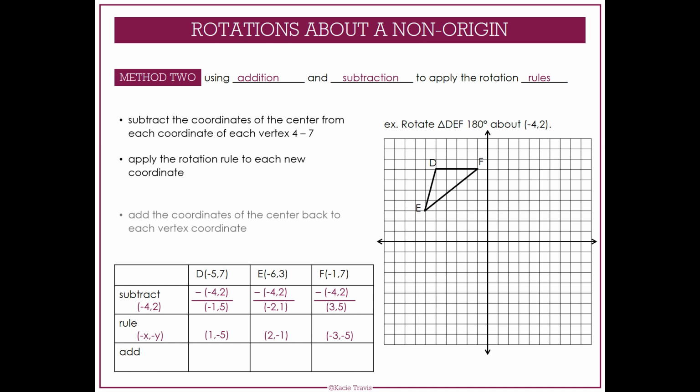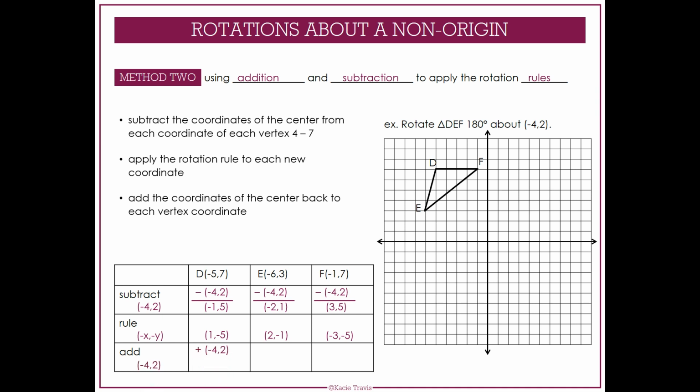Then what we're going to do is we're going to add back the center that we had subtracted earlier to each of these new points. So adding this back gets me these 3 points for D, E, and F. Now the math oriented way or the tracing way, either way will get you to what you need to.